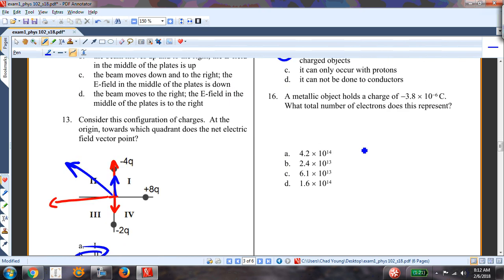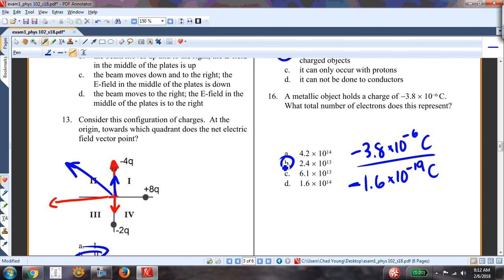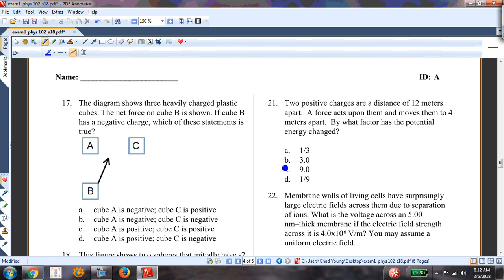A metallic object holds a charge of this value. What total number of electrons? Well, minus 3.8 times 10 to the minus 6 coulombs, or microcoulombs, divided by 1.6 times 10 to the minus 19 coulombs. That's the fundamental unit of charge. On an electron, it has a negative value. You divide those two, and you get B, 2.4 times 10 to the 13 electrons.